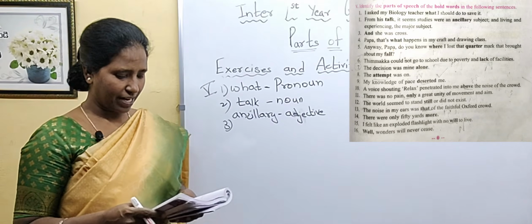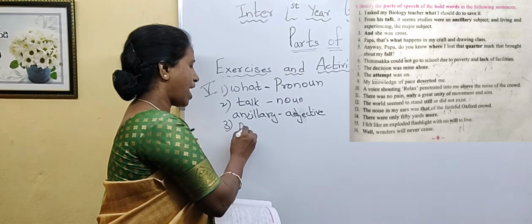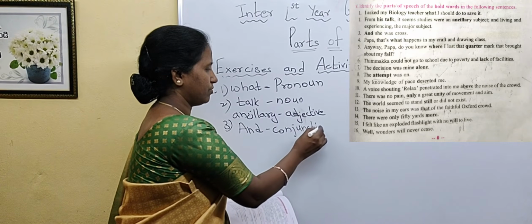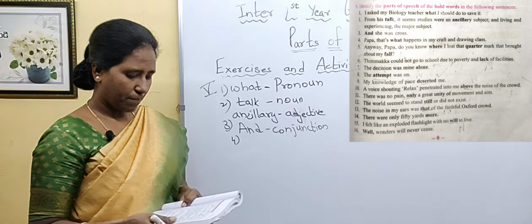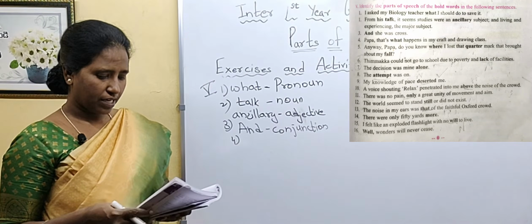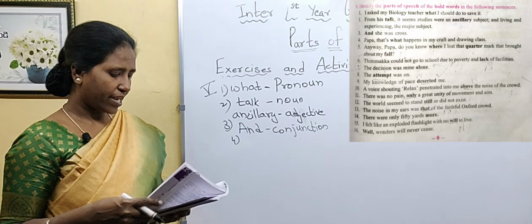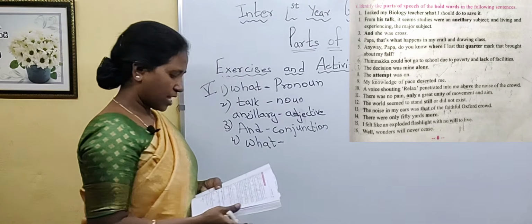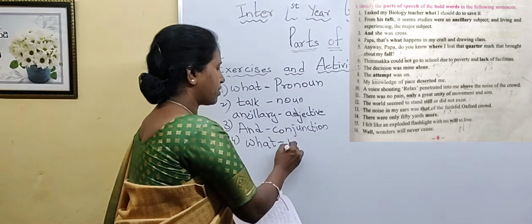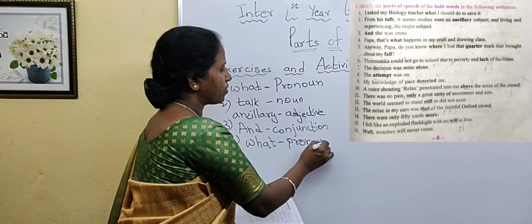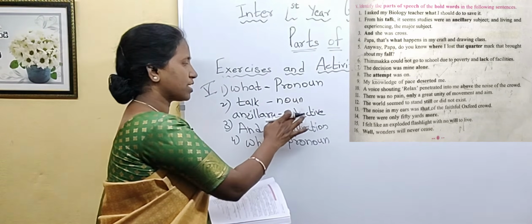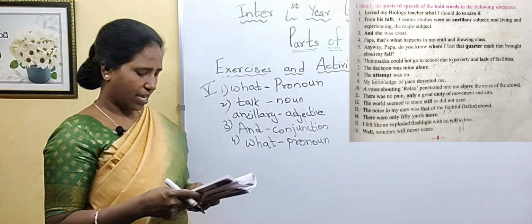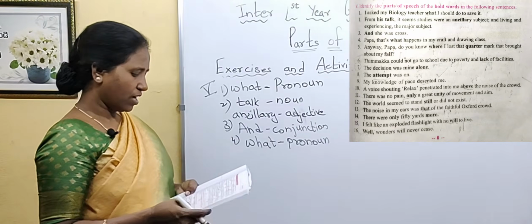Okay, on to the third one. And she was cross. And is a conjunction. Papa, that's what happens in my craft and drawing class. That's what happens. What is a pronoun? It is telling about some action. Something happens and she is telling that's what happens. So what happens? That is the action which she is describing.